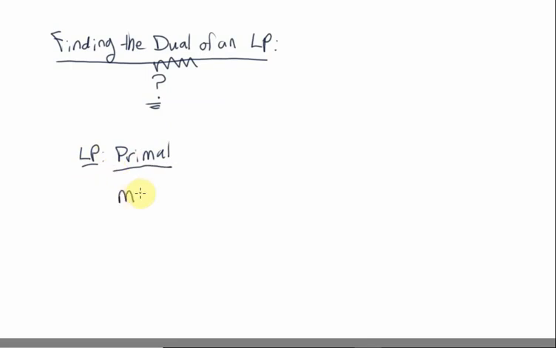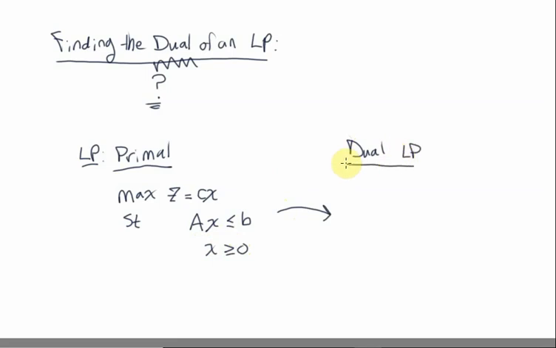And let's say we're maximizing z equals, and we're going to do this all in matrix notation, the cost vector c dot product with the x's. Subject to, and then, the constraint matrix is A times x is less than or equal to b. And of course, all the x's are non-negative. Well, the dual LP to this would look something like this.